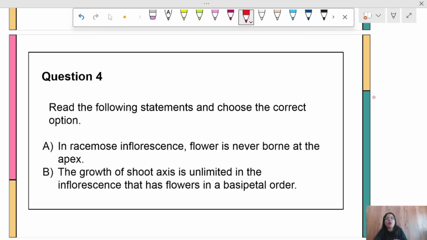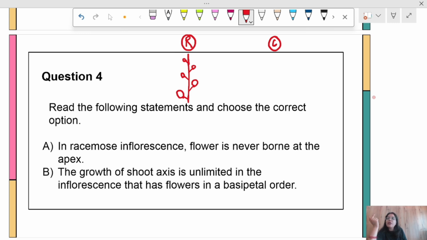Two types of inflorescence you have learned. One is called racemose, another is called cymose. In racemose inflorescence, what have you learned? Let's suppose this is the inflorescence axis, right? So on this inflorescence axis, the flower will be born like this. Old flower here, then new flower, then newest, or you can say youngest flower. But the axis is never terminated into flower. The tip of the main axis continues to grow. So growth shown by racemose type of inflorescence is unlimited.